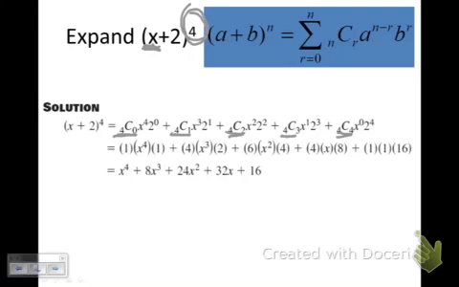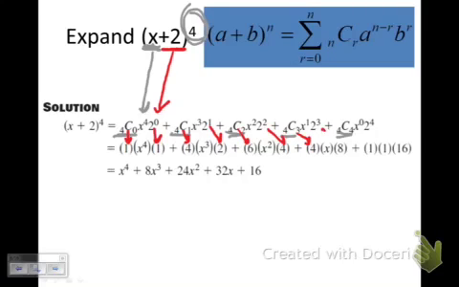First term, start with it raised to the exponent. So x to the 4th, then x cubed, then x squared, then x to the 1st. Second term, start with it raised to the 0, and it's going up: 2 to the 1st, 2 squared, 2 cubed, 2 to the 4th. Multiply those numbers out. Right there, right there, right there. And you can see how it goes.